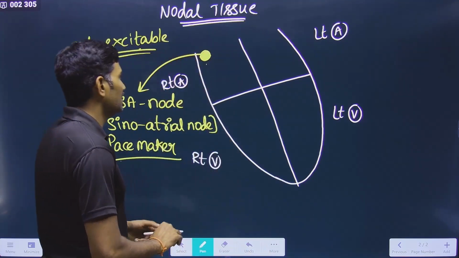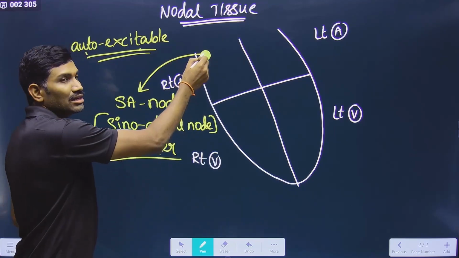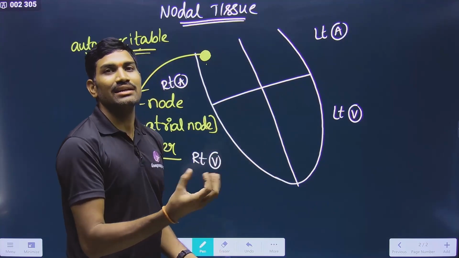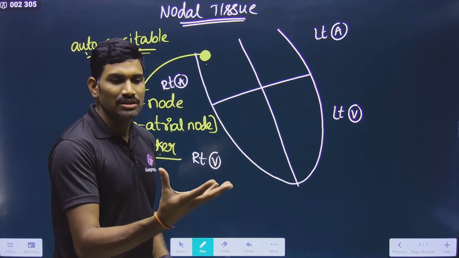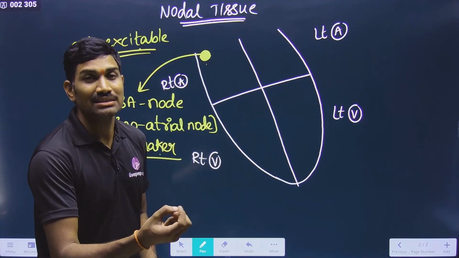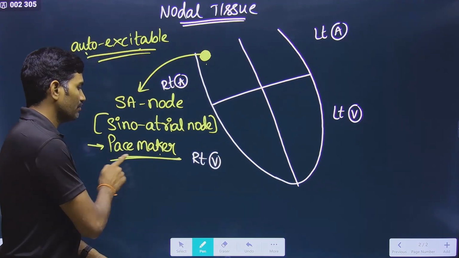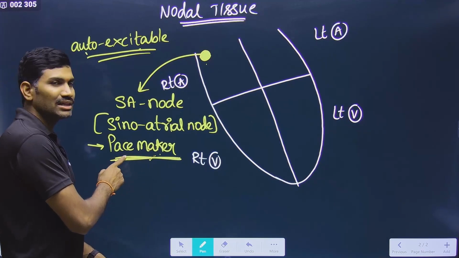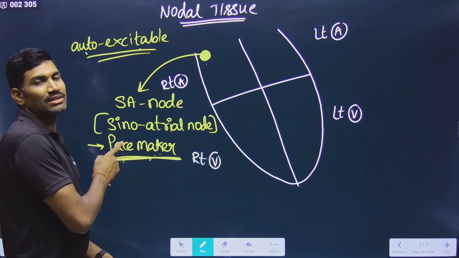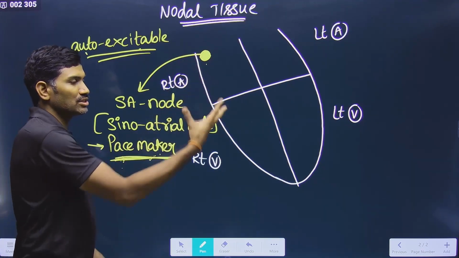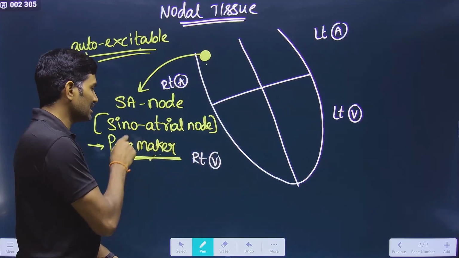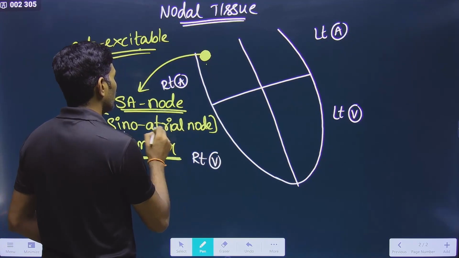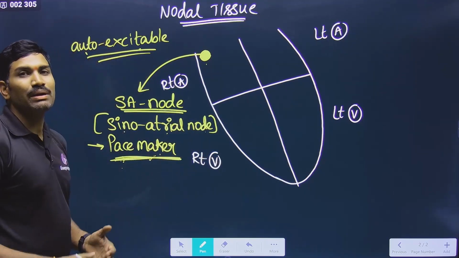In the same way, this is the pacemaker. The speed at which the heart has to contract and relax, the speed at which the heart is undergoing contraction, that speed is decided by the pacemaker. It decides the rate of contraction for the heart. So the pace for the contraction is decided by this particular group of cells, called the SA node, sinoatrial node. That's why it is called a pacemaker.